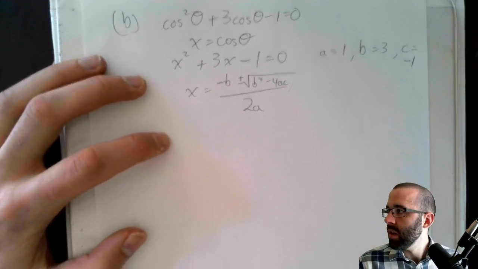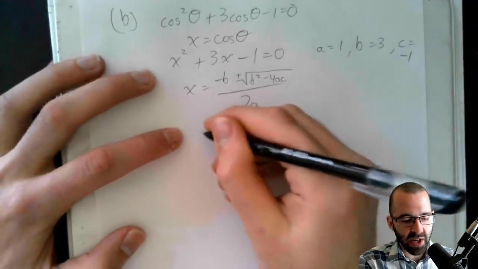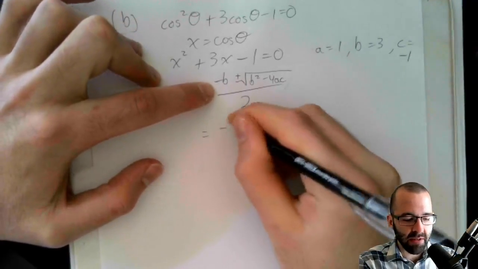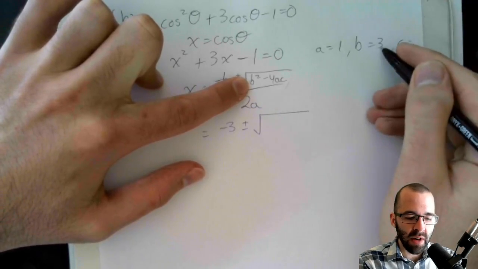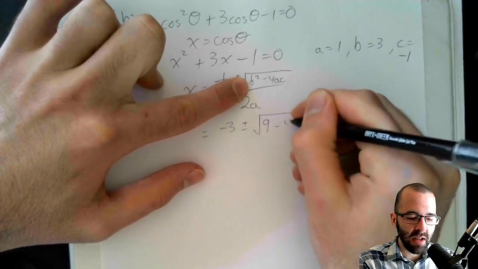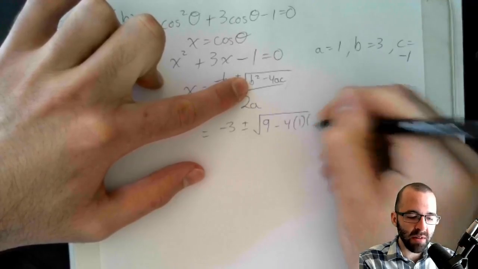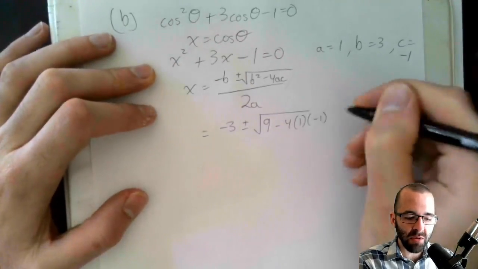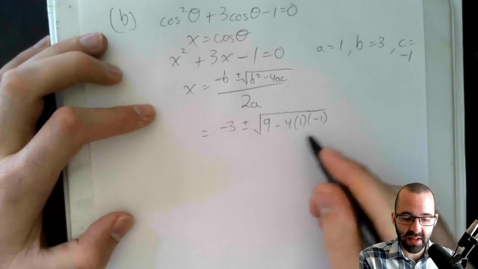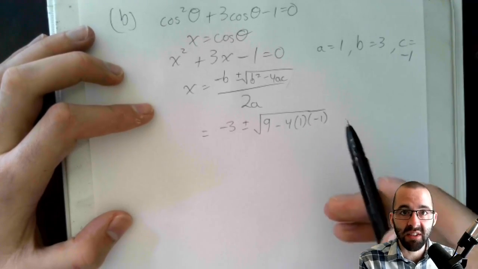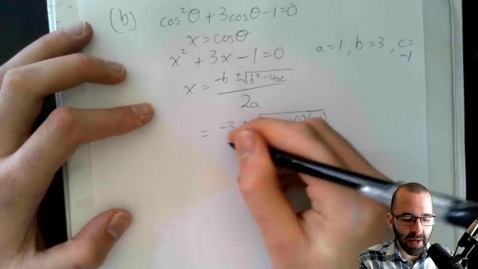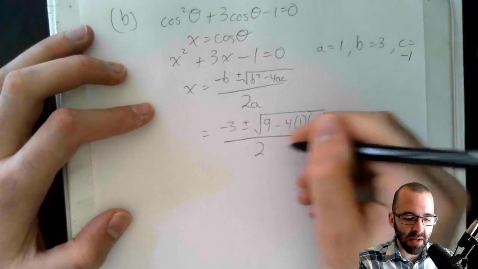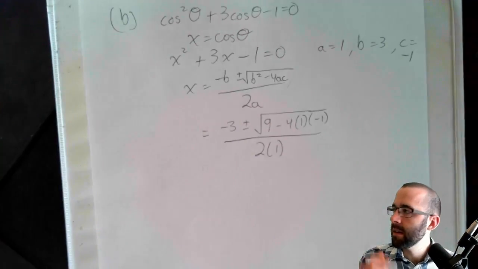So, what we've got over here, we just plug it in. -b is -3. Plus or minus the square root of b squared. 3 squared is 9. Minus 4 times a, which is 1, times c, which is -1. Be very careful with these negatives inside the square root, in the discriminant, as we say. Negative times a negative is going to become a positive. And 2 times a is again 1.